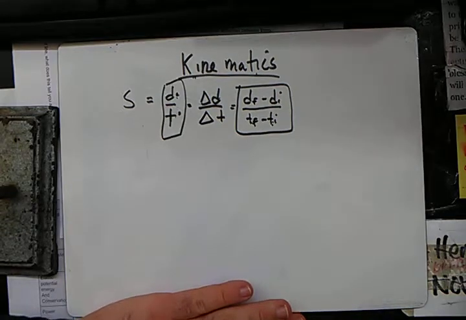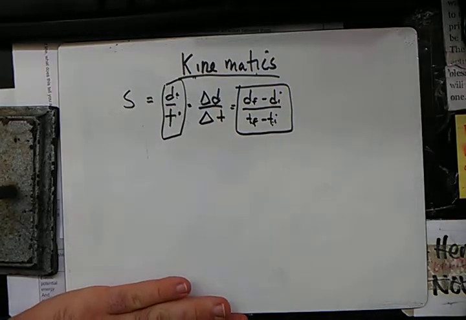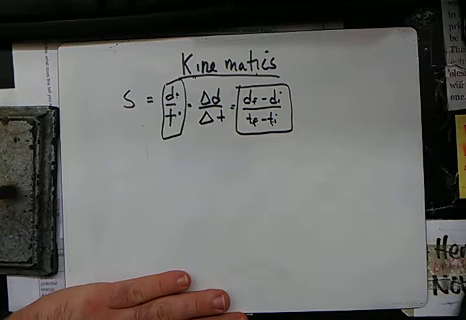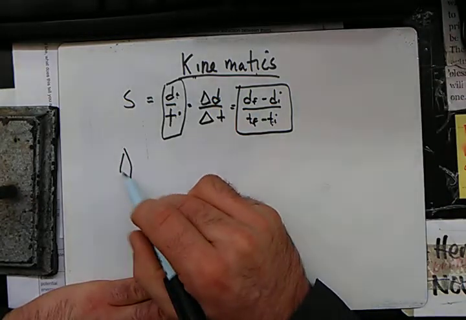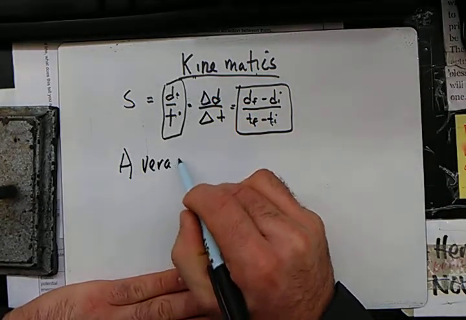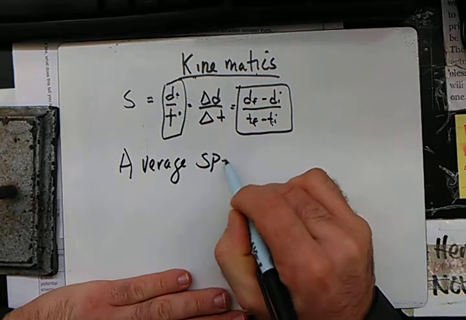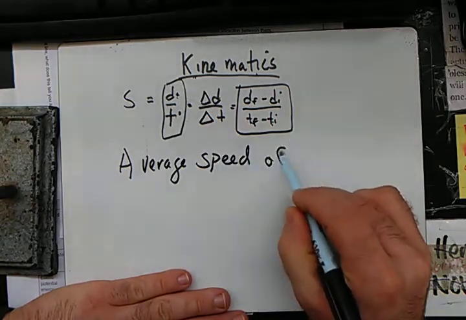And in kinematics, we have a set of three master formulas which tell us what we need to do. Now, what we're going to do first is take a peek at something called average speed of a trip.